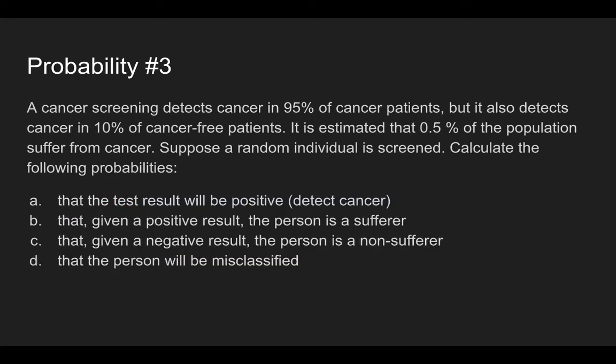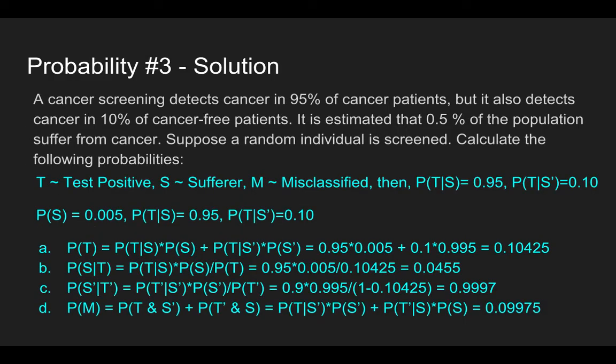Okay, the next part of the question is that given a negative result, the person is a non-sufferer. I think this one is more important for the test. As you can see from here, probability of S bar, that notation is allowed as well. This would be calculated by Bayes' rule again, and that gives me a value of 0.997, which means that if I test negative, then the probability that I don't have cancer is quite high, which is good for the test.